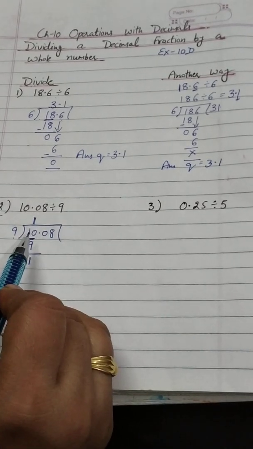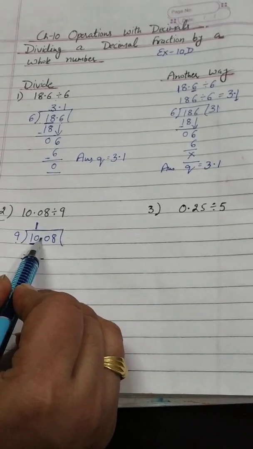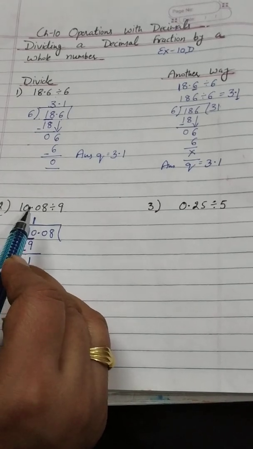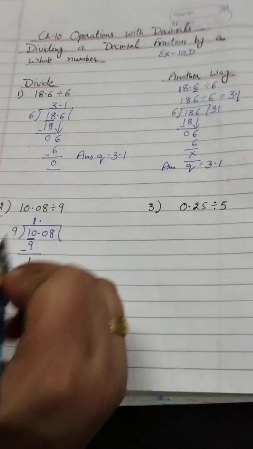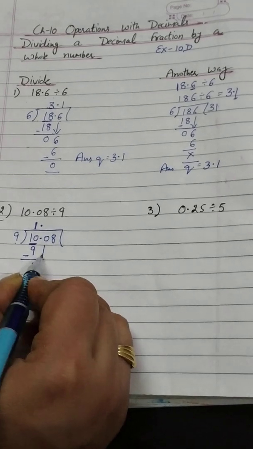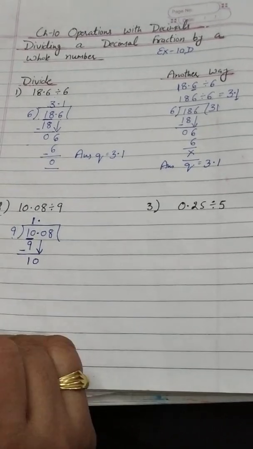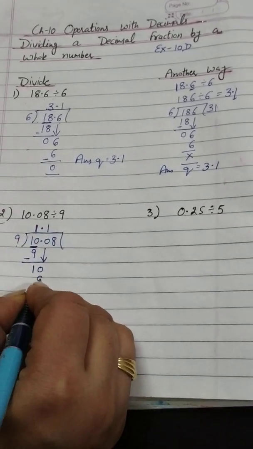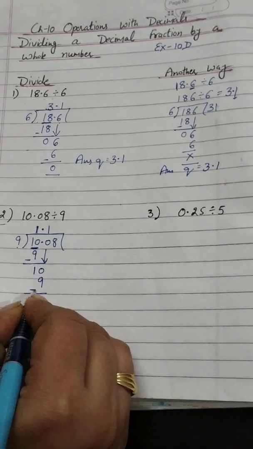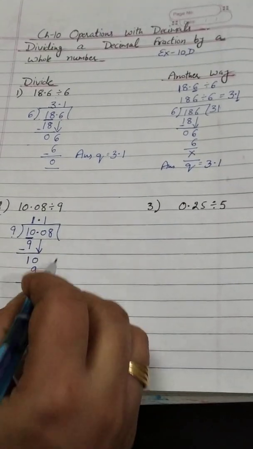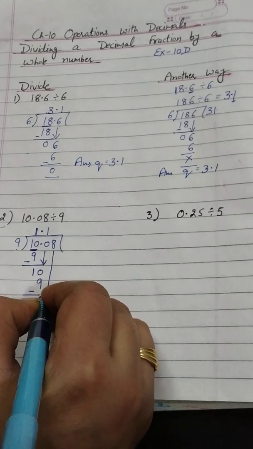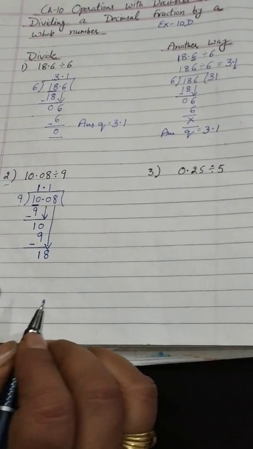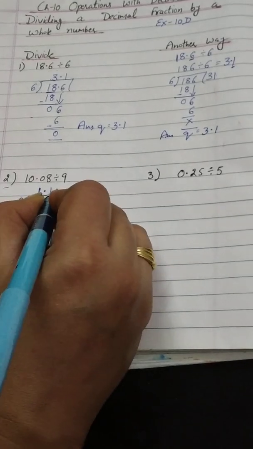But before 0 there is a decimal point. As you can see here, there is a decimal point. Just above the decimal point in the dividend we will put the decimal point. Now drop down the digit 0. Now again we will read the table of 9. 9 ones are 9. Now subtract 10 minus 9, we will get 1. Now again drop down the next digit, that is 8. Now 9 ones are 9, 9 twos are 18.